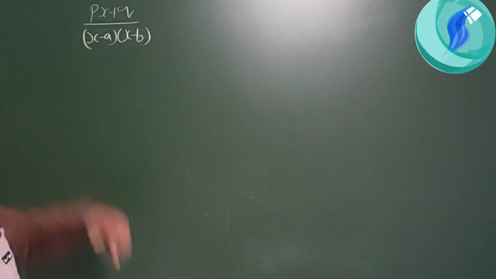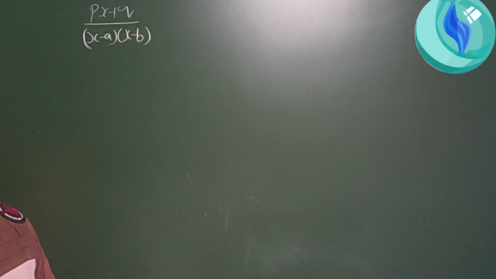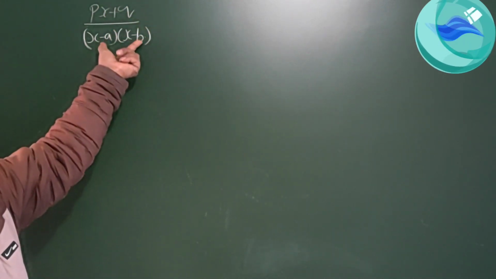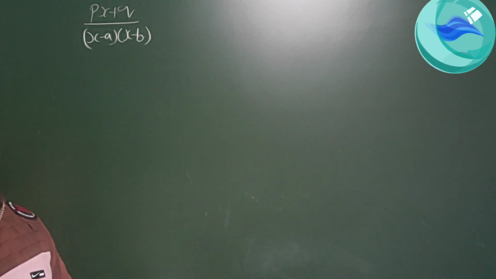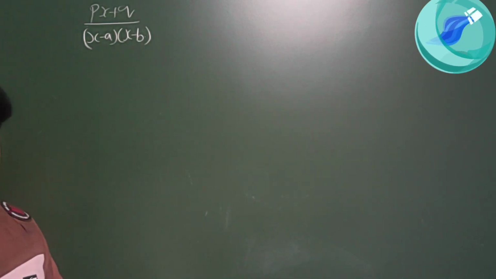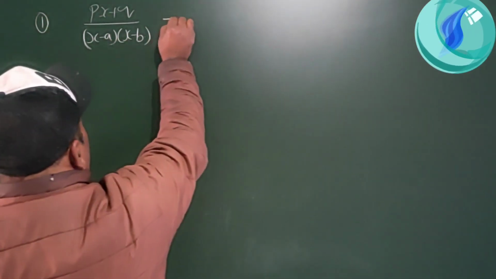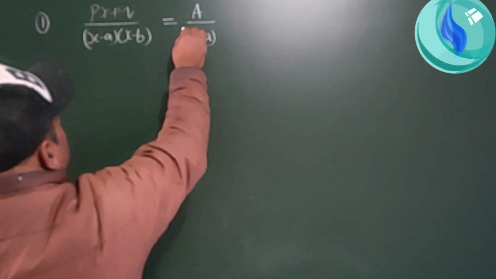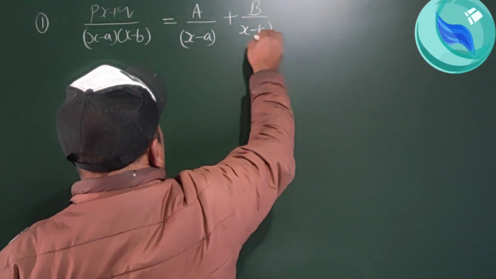Linear factors in the numerator and linear factors in the denominator too. But the degree of the numerator must be less than that of the denominator. This is a very important point in partial fractions. This was the first type and we can write it as A upon x minus a plus B upon x minus b.